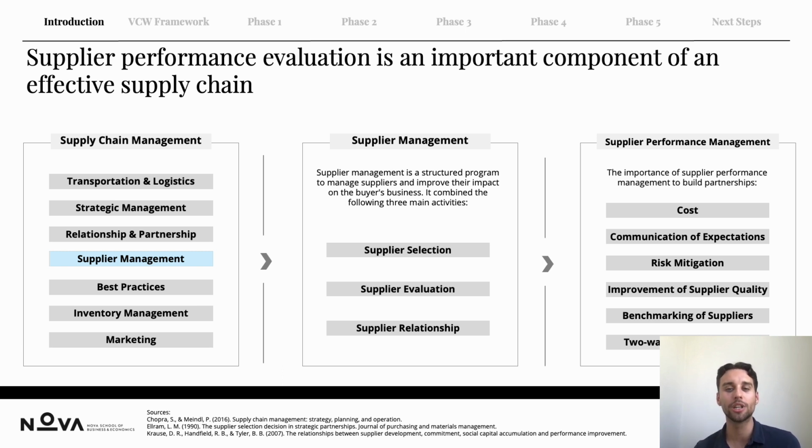And we now had a look into more detail at supplier performance management, which is basically built on different factors which need to be identified in order to have a good performance evaluation of the supplier. So for example, cost, communication of expectations, risk mitigation, improvement of supplier quality, benchmarking of suppliers, and then of course above all the two-way communication between Nova Procurement and the suppliers.